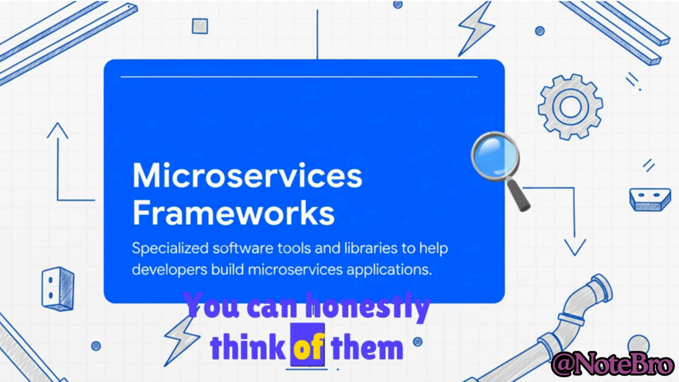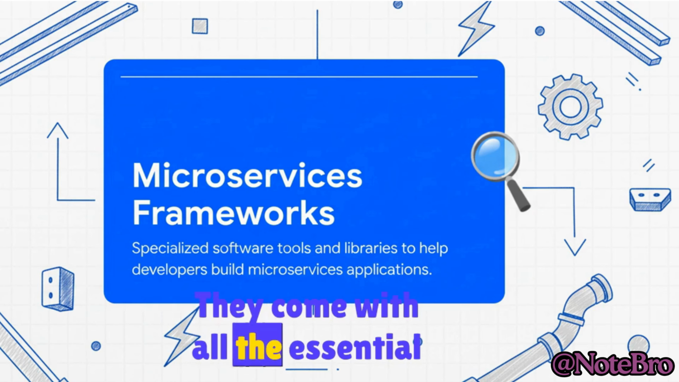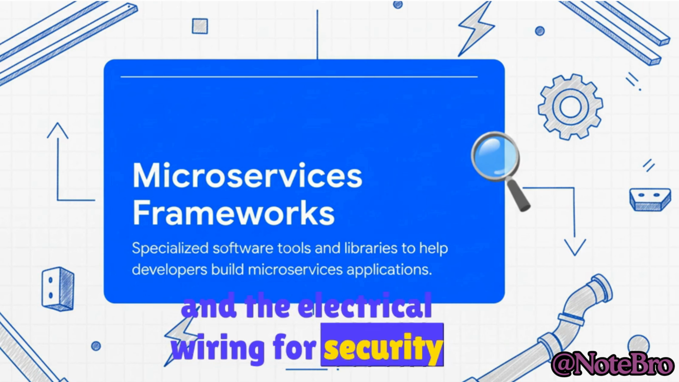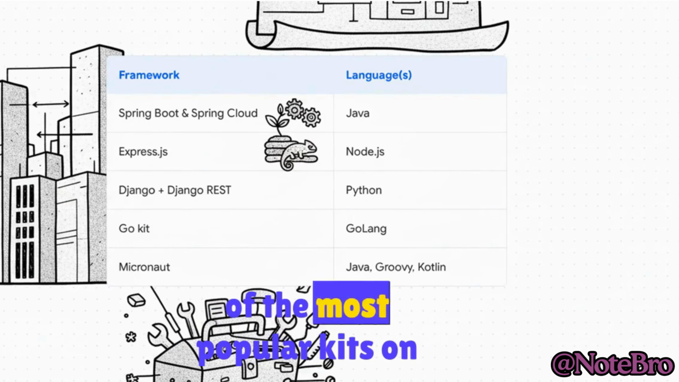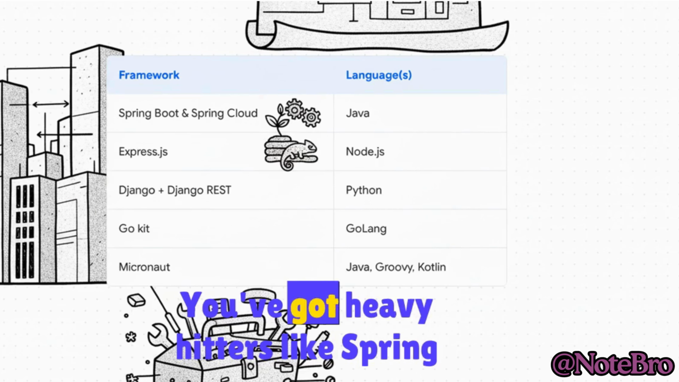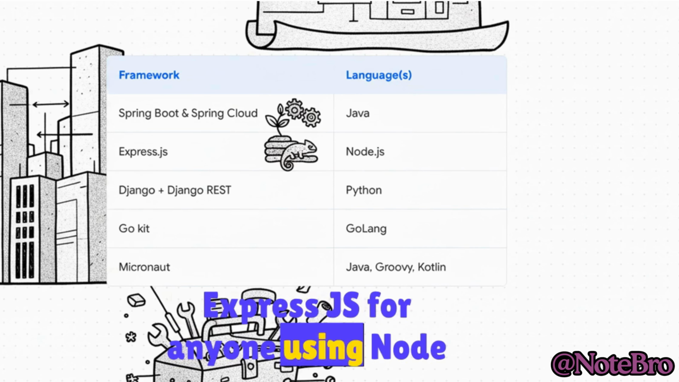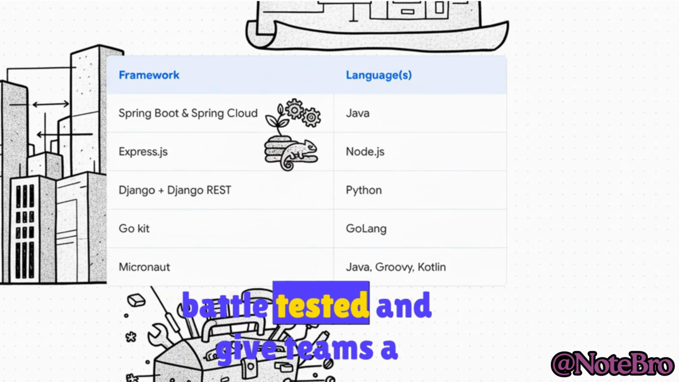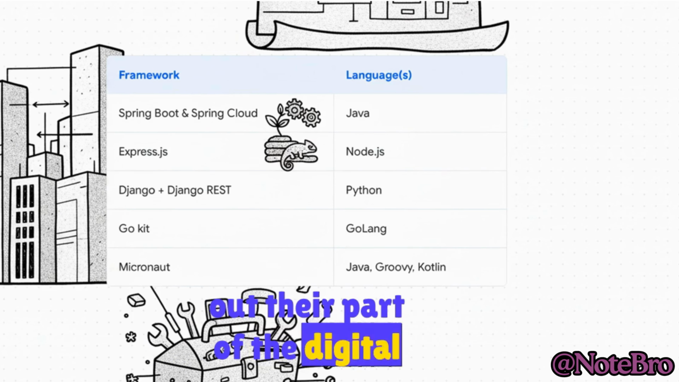You can honestly think of them like prefabricated construction kits for developers. They come with all the essential stuff like the plumbing for communication and the electrical wiring for security already built in right out of the box. And here are just a few of the most popular kits on the market today. You've got heavy hitters like Spring Boot in the Java world, or Express.js for anyone using Node.js, Django for Python developers. The point is, these kits are battle-tested and give teams a massive head start when they're building out their part of the digital city.